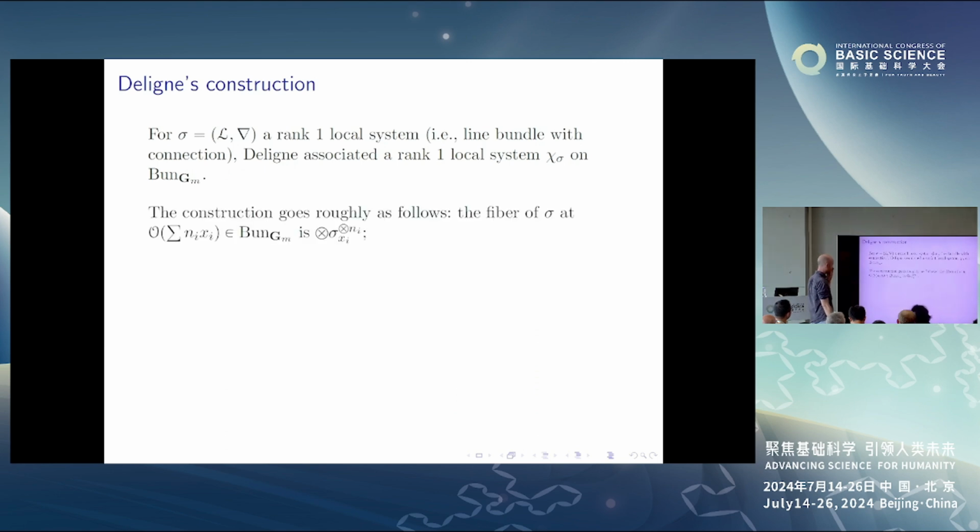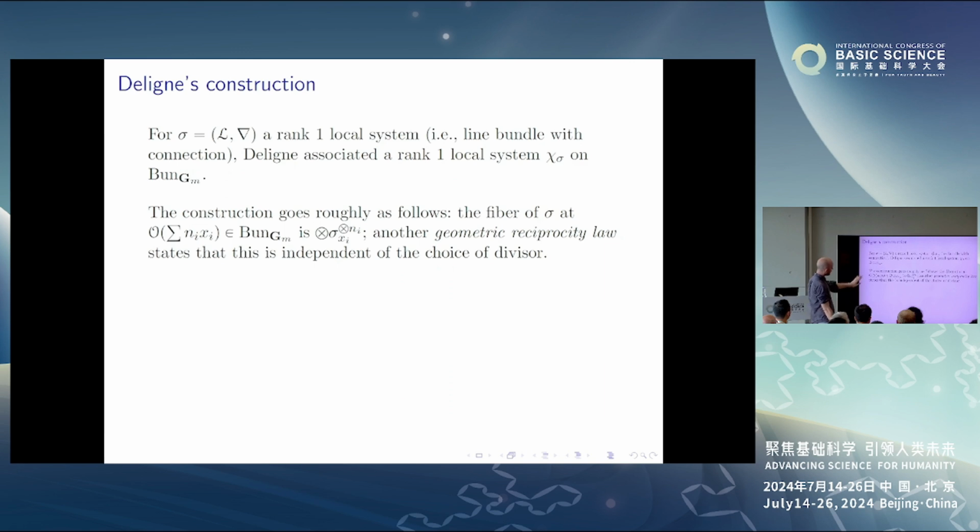So how does this construction go? So the idea is the following. Suppose you start with some line bundle in Bun GM. I need to tell you the fiber of this chi sigma at that point. So I'm going to start with my line bundle, and I'm going to just write it as O of some divisor. So it's some kind of sum of ni xi's. And then what I'll do is I'll take my sigma, take its fiber at xi, and then tensor that ni many times.